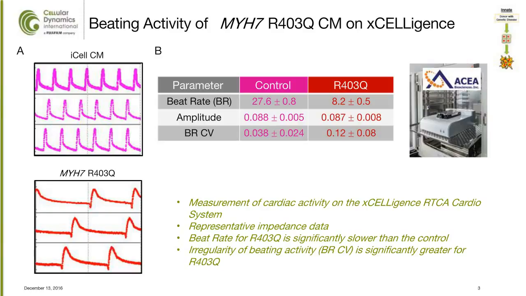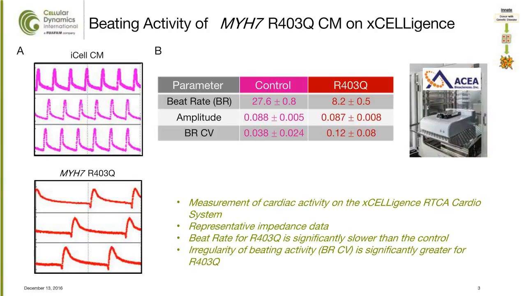In the R403Q cells, this beating is actually slowed. These cells are beating much slower than the control cells. This is quantified in table B. You can see that the R403Q cells beat at around 8 beats per minute, while the control cells in these conditions are beating at around 27 beats per minute.